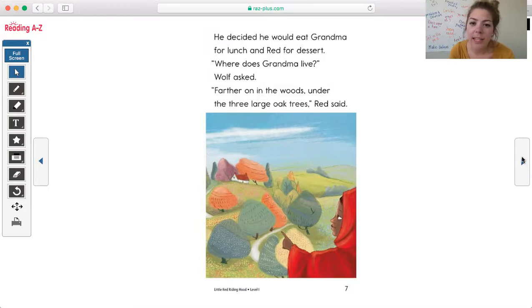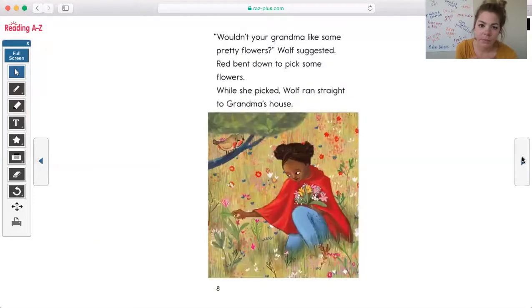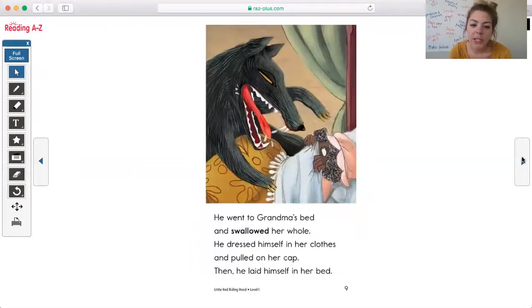"Where does Grandma live?" Wolf asked. "Farther on in the woods, under the three large oak trees," Red said. "Wouldn't your grandma like some pretty flowers?" Wolf suggested. Red bent down to pick up some flowers. While she picked, Wolf ran straight to Grandma's house. He went to Grandma's bed and swallowed her whole. He dressed himself in her clothes and pulled on her cap. Then he laid himself in her bed.